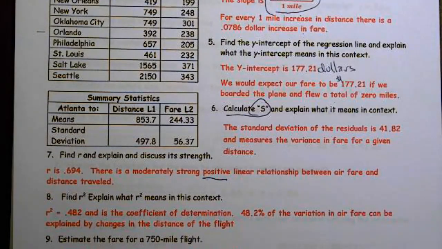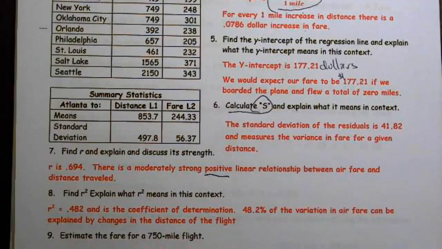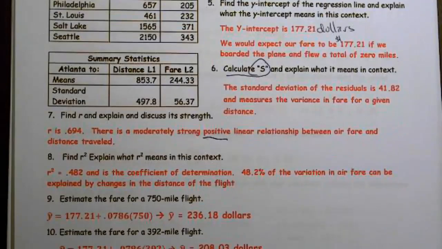Well, that makes sense. The farther you fly, the more you expect it to cost. But there are other things that impact it, which is why it's not 100%. Sometimes the destination, time of day, the accommodations on the plane, who the airline is, how popular the destination is, et cetera, impact the price. So consequently, we only explain 48% by distance, and about 51 or 52% is explained by other things.